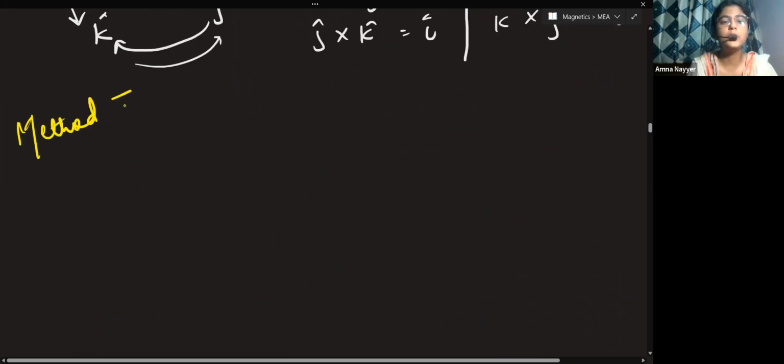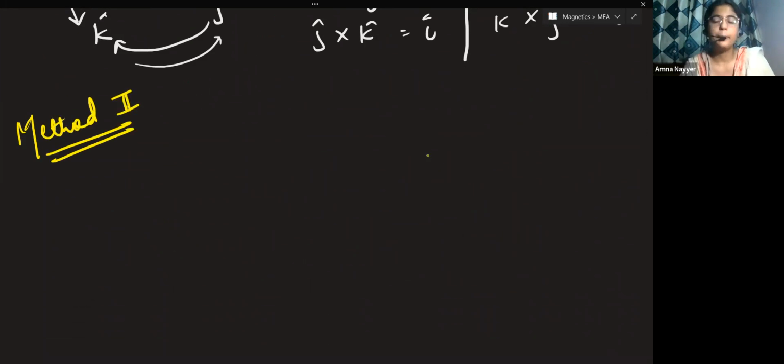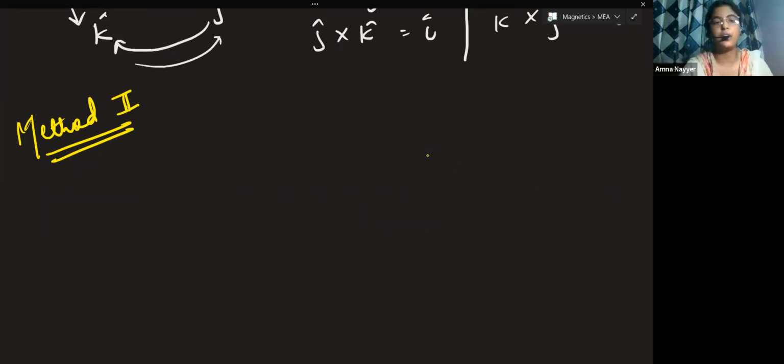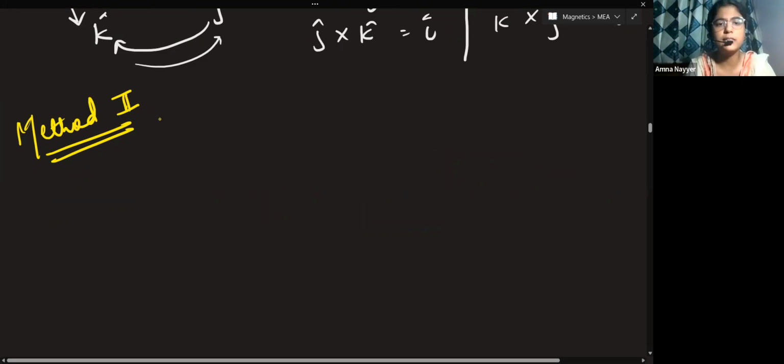Method 2. Now method 2 says what? Method 2 says to place your fingers in the direction of current. I'll write it down simultaneously so that you understand it. Place your fingers, not thumb. The first method allowed the thumb, and right hand. We are using the right hand only. It's the right hand thumb rule only.